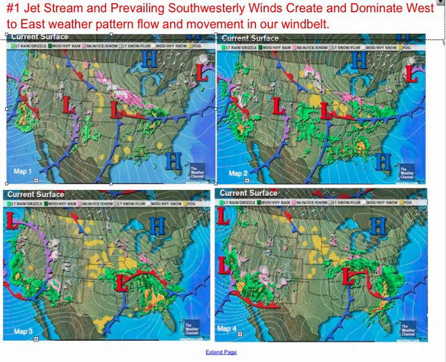The jet stream and prevailing southwesterly winds, that's our wind belt, create and dominate the west to east weather pattern, flow, and movement. Most of the time, material is going from the west to the east. In all of these maps, you'll see the same map in every slide. Each one of these, map 1, map 2, map 3, and map 4, are basically 12 hours apart on some crazy daily weather. So remember, most of the time weather is going to move from the west to the east.